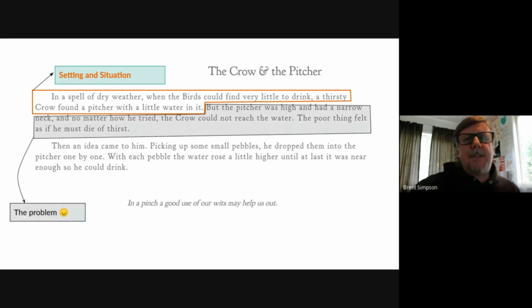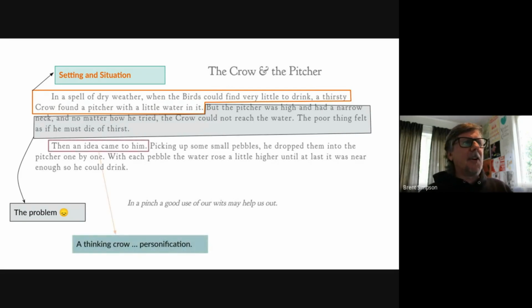The second line: but the pitcher was high and had a narrow neck, and no matter how he tried, the crow could not reach the water. The poor thing felt as if he must die of thirst. That's the problem. The problem that he's got to solve now is, how's he going to get the water out? Because he can't get his head down in there to get it out.